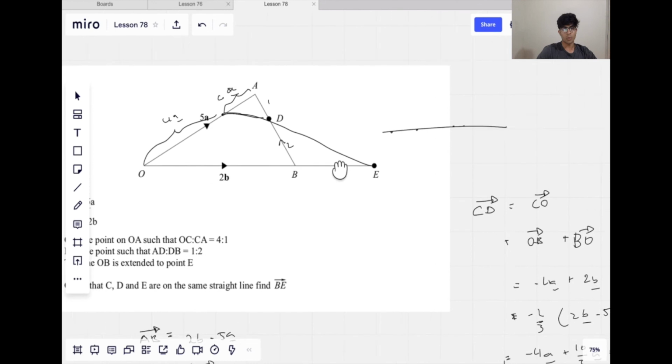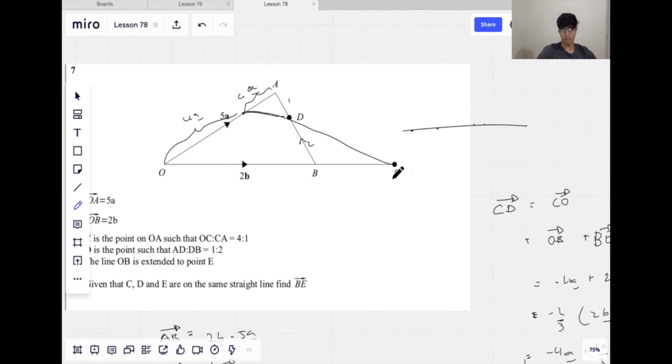So we also know that the line OB is extended, and that's how you get E. So this must have some kind of x coordinate of 0. It's not quite an x coordinate, I guess, but it has to be something of b only, right? So if we want to go from C to E, we'd go C to O, and then O to E.